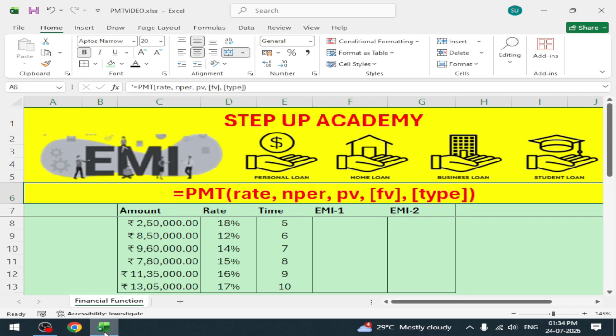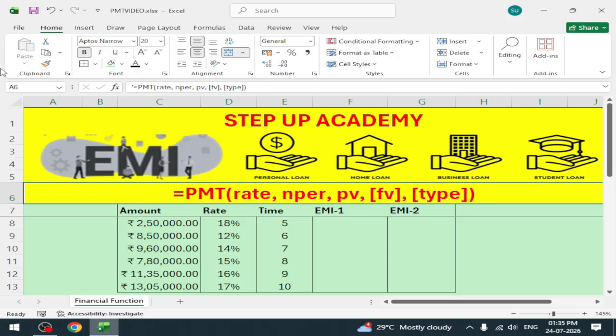And now in today's session, we discuss one of the most important functions in Excel, which is PMT. PMT is a financial function which helps us calculate the loan amount, for loans like a personal loan, home loan, business loan, student loan, or other types of loan, on which you can calculate your EMI. Excel has a function by the name of PMT.